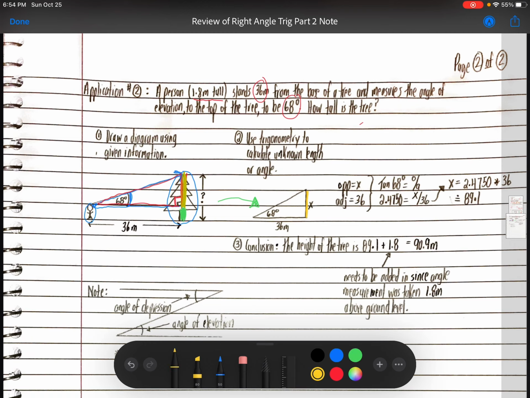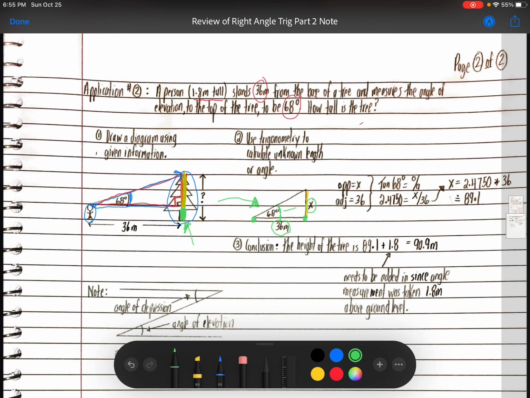So if I just jump over here and take out this triangle, we see that's the yellow side there, we got an angle here of 68 degrees, and we got the distance from where the person is standing to the base of the tree to be 36. And we want to know this, that yellow vertical part. Because if we know that, and then we can add on the little green piece over here, then we'll be in good shape.